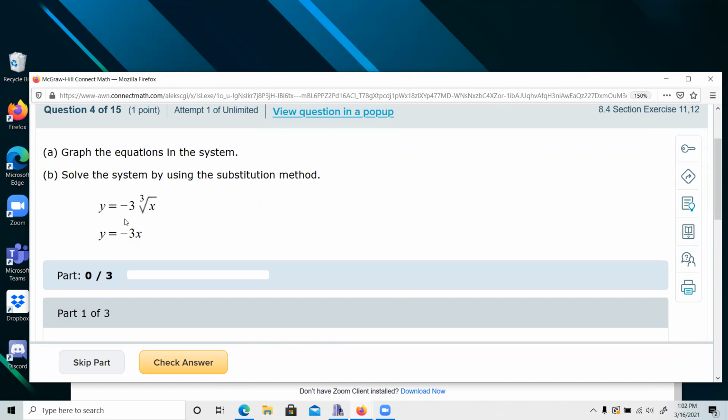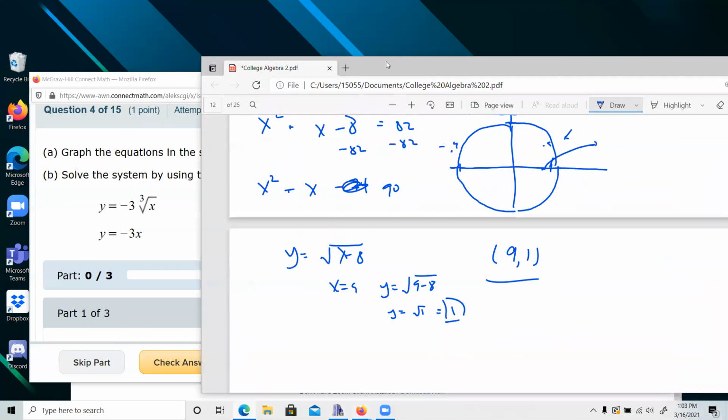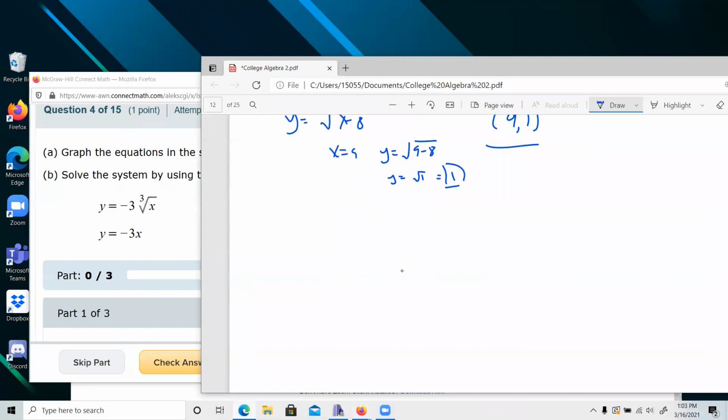So let's see here. We've got y is equal to -3 times the cube root of x, or y is equal to -3x. All right. So let's see here. If y is equal to -3 times the cube root of x, and then y is equal to -3x. So -3x, that line looks like this.